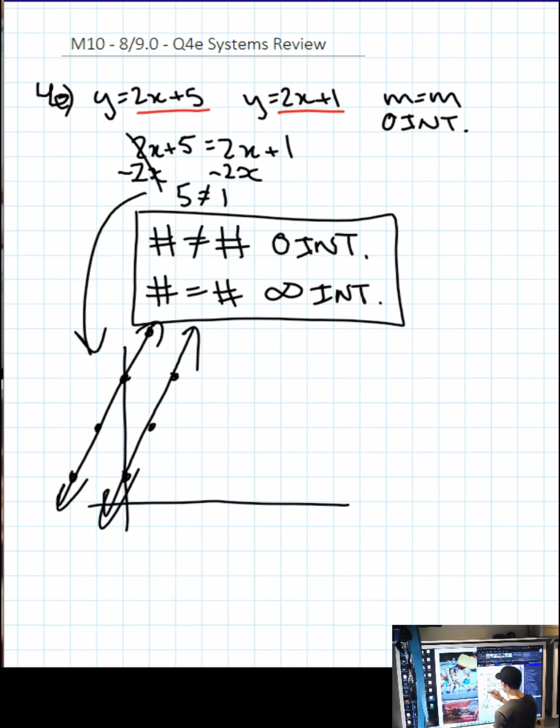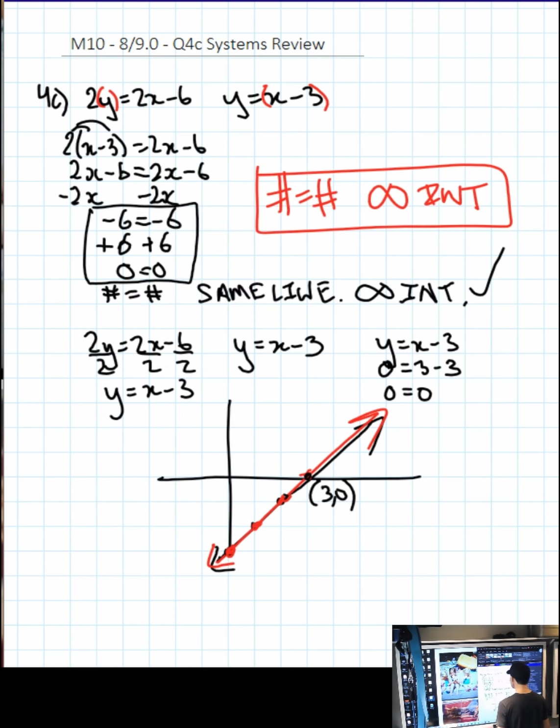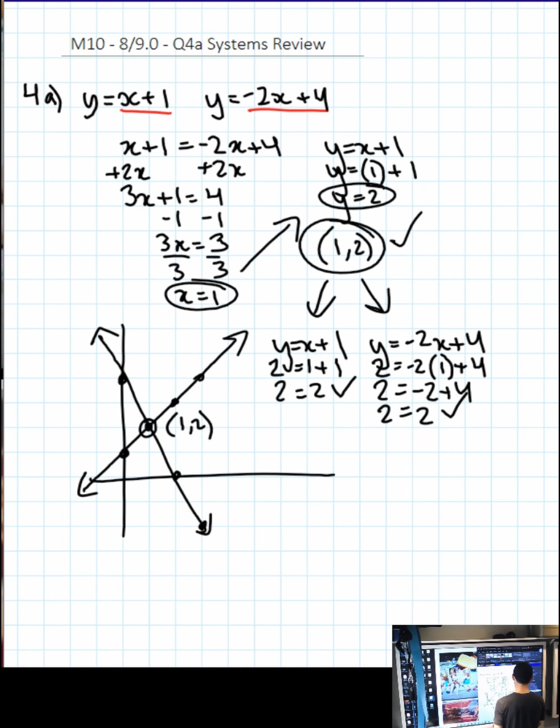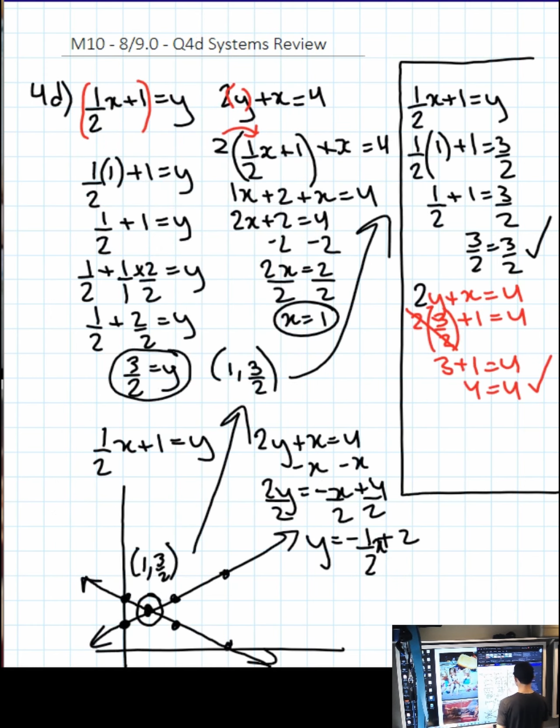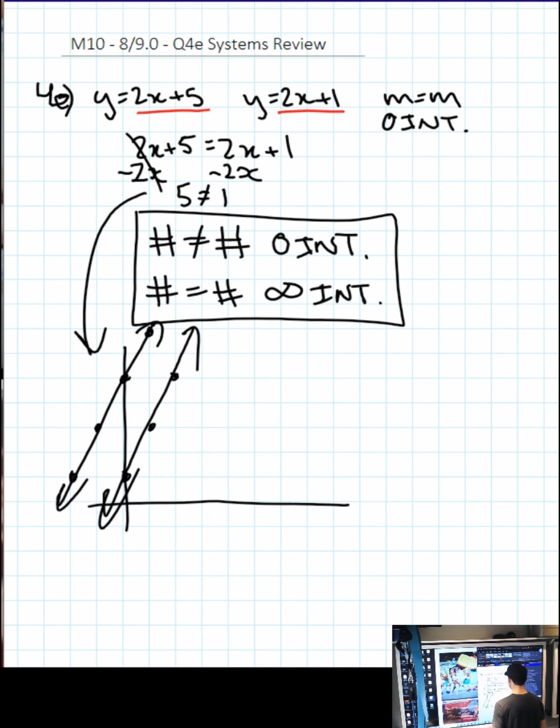So when we get number not equal to number, 0 intersections. Again, when we get number equals number, that's an infinite number of intersections. Whereas the other equations, we just actually got answers, which were the intersections. So be very careful with those, and very interesting algebra and solutions sometimes.